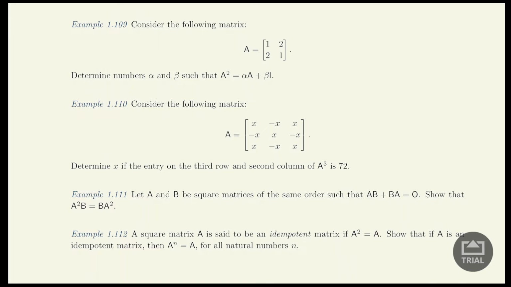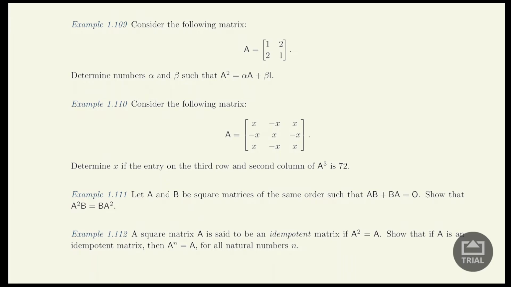So another type of problem that I am interested in now is, for example, example 111. Let A and B be square matrices of the same order such that AB plus BA is equal to the 0 matrix. We want to show that A squared B is equal to BA squared. Actually, I am really interested in these kinds of problems because here you really need to know the rules that matrices follow. Because you see, there are no calculations involved here.